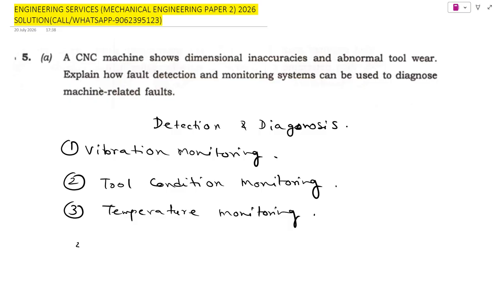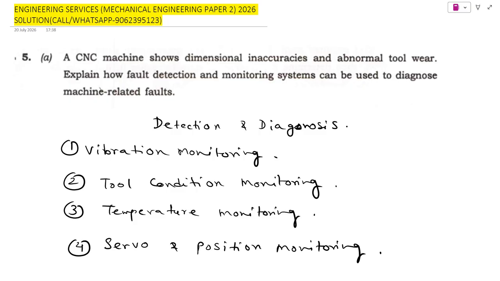Fourth is the servo and position monitoring. The CNC controller continuously compares the command position and actual position, and if the difference exceeds the allowable limit, possible causes include backlash, ball screw wear, servo motor faults, and encoder malfunction. So these directly affect the machine accuracy.